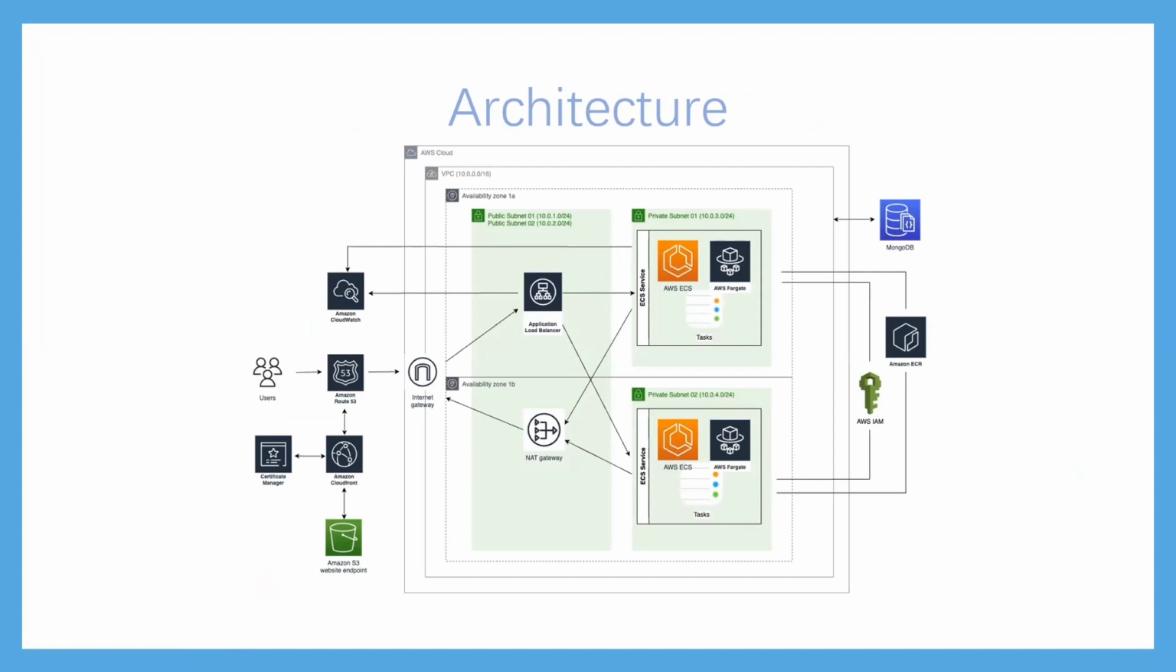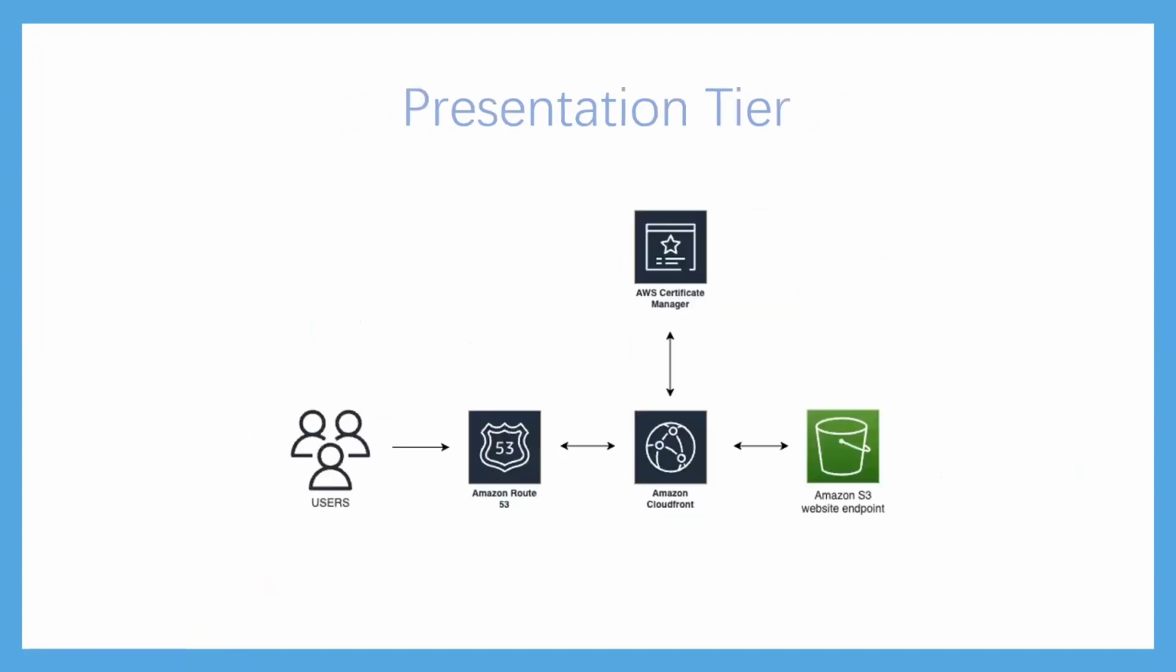For the presentation tier, we utilized an S3 bucket to host our static website, serving requests via the S3 website endpoint. From a user perspective, when the user enters our website, the request is initially sent to Route 53, which then directs the request to the CloudFront distribution. CloudFront plays a crucial role in reducing latency.